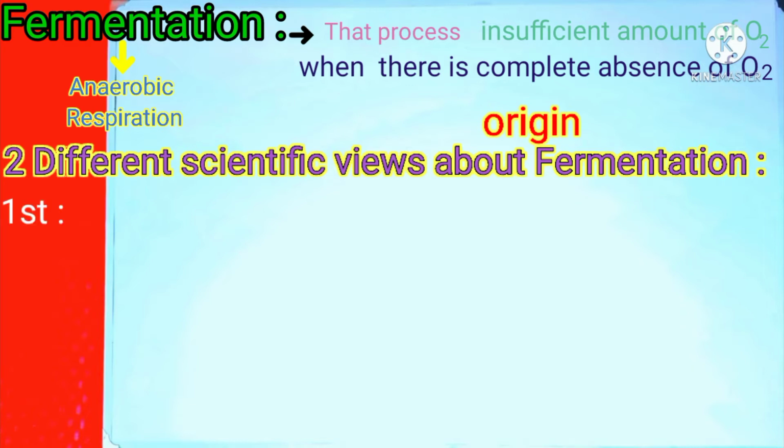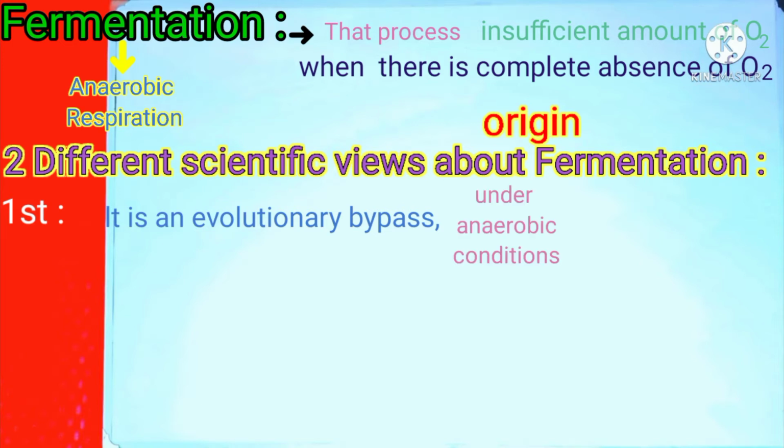The first scientific view about the fermentation process is that it is an evolutionary bypass, because some organisms utilize the fermentation process so that they keep glycolytic functioning under anaerobic conditions. Therefore, to keep glycolysis functioning under anaerobic conditions, some organisms use the fermentation process to obtain energy.